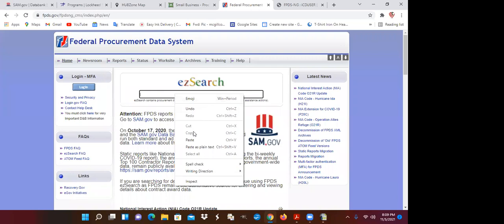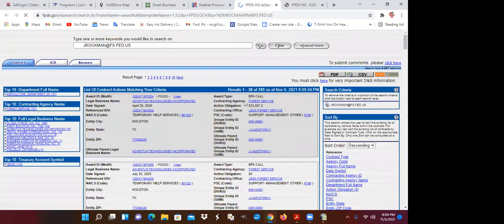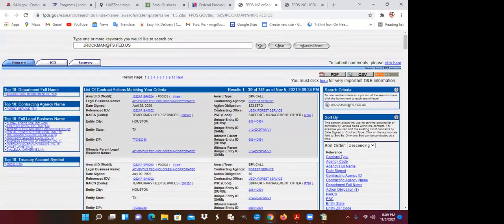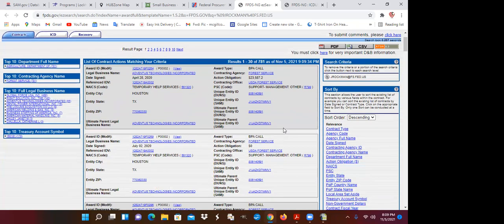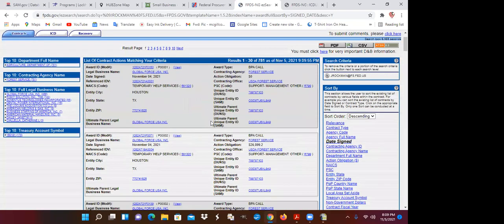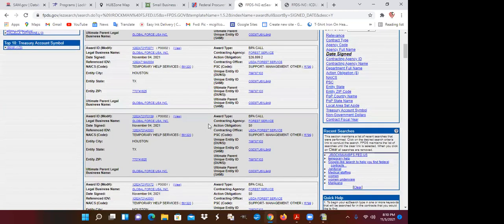I'm gonna paste this information over here in the search so I can find out how many contracts he has actually given out. So this individual has given out 781 contracts as of November the 5th to date. And all these are his contracts. So since I'm looking up all his contracts, I want to go to date signed, and I want to look at his latest 5 contracts.